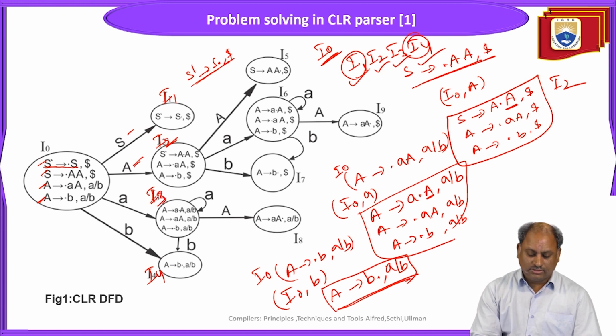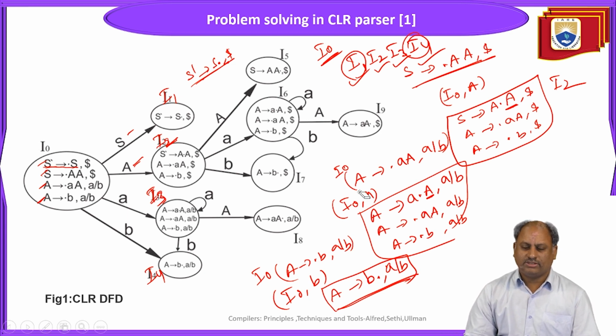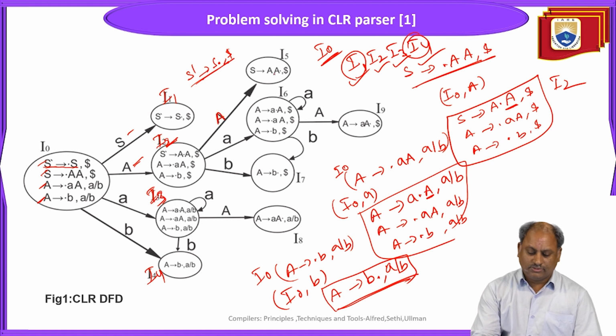For these two states, we apply the same procedure as previously. With capital A, it reached a new state I5, because the dot has reached the end, so we can stop here. But with small a, it reached a new state, I6. With small b, it reached a new state, I7. And for I3, the new state reached is I8.